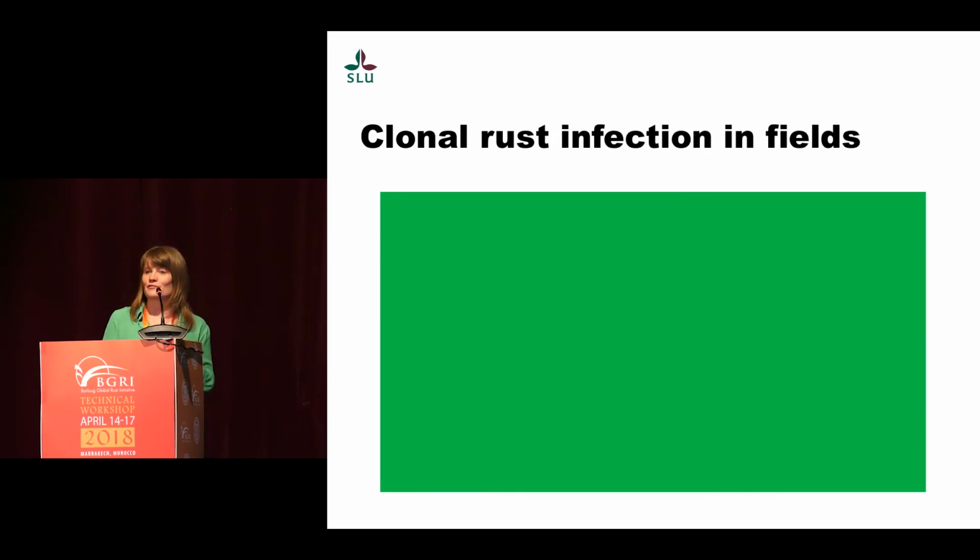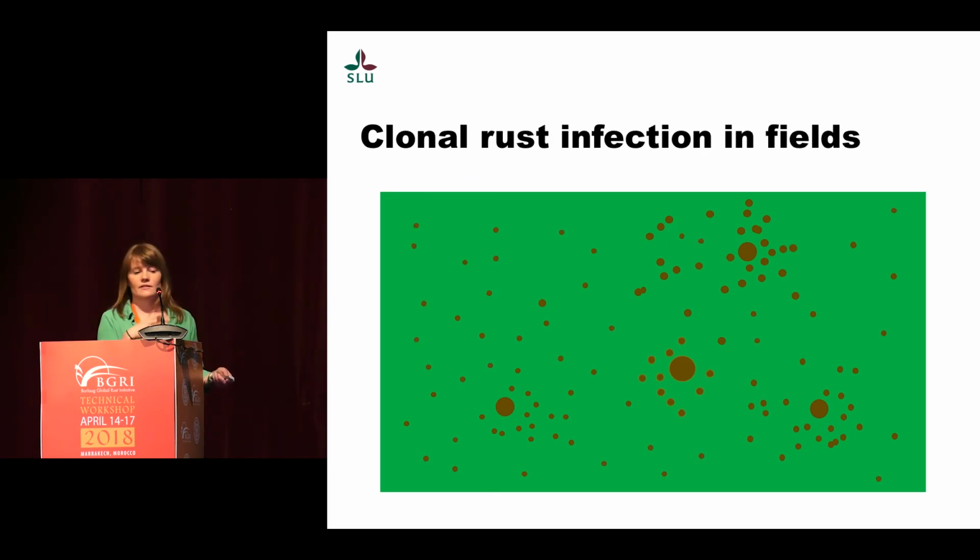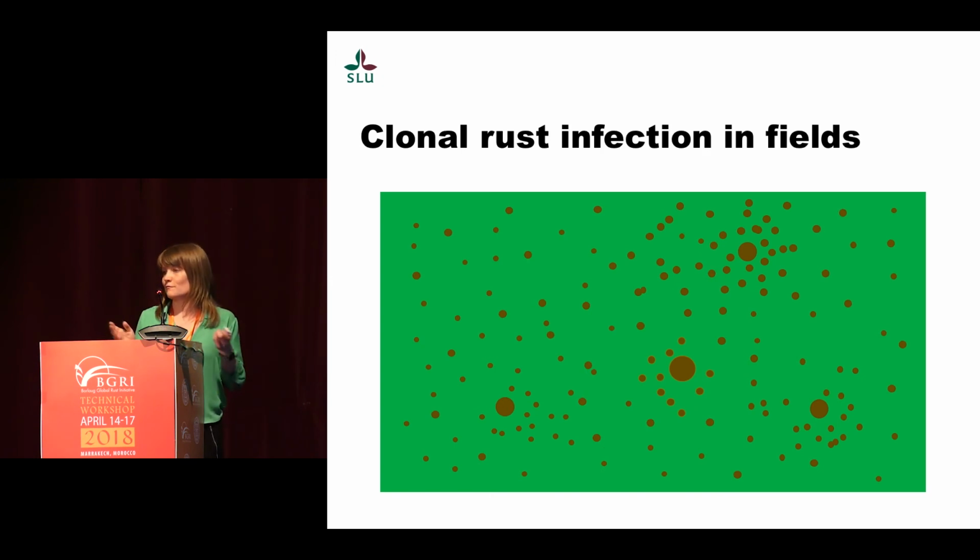So just to illustrate the difference between a clonal rust infection and a sexual rust infection. In a clonal, you have a few spots one week, and then maybe the other day you have another infection in another part, and then after a couple of weeks they will start to produce offspring in the close proximity, and then they will spread, and then maybe another one will come in, and then at the end you have the whole field infected.